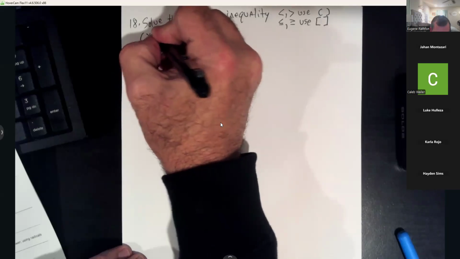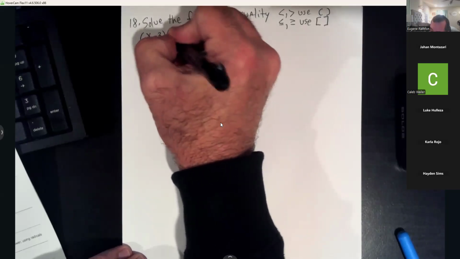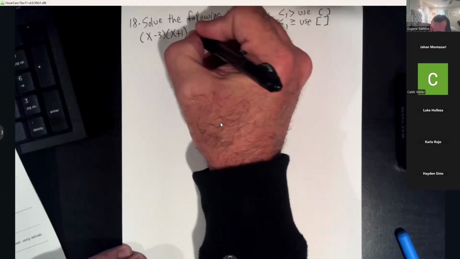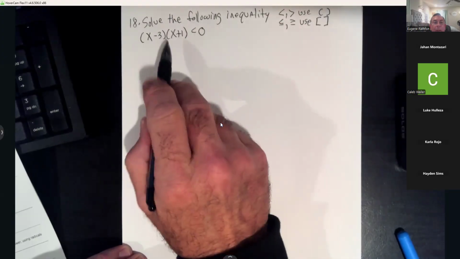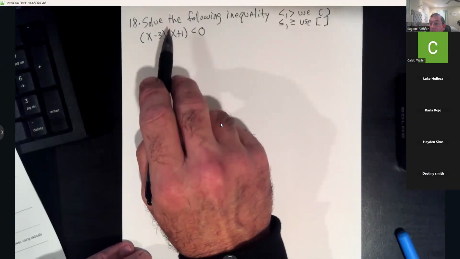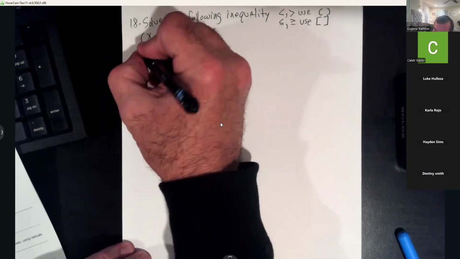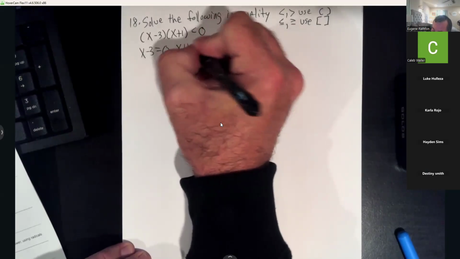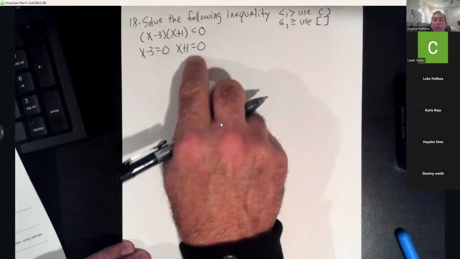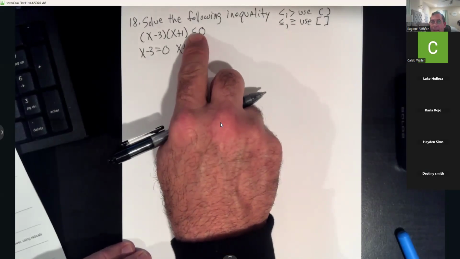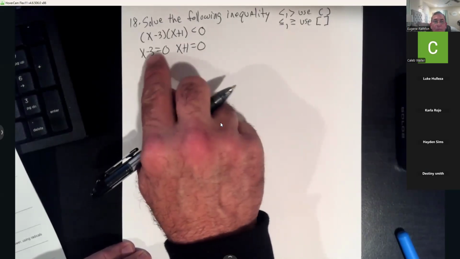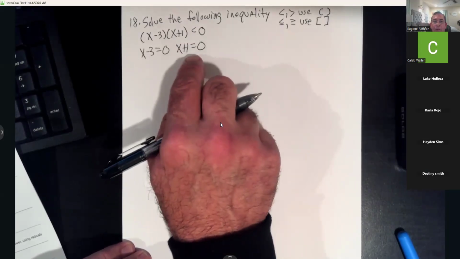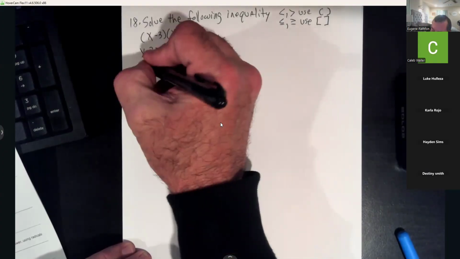All right, y'all, this has x minus 3, x plus 1 is less than 0. So these are already factored. So since they're factored, you're going to set both of these equal to 0. Now, I just use equal while I'm solving them instead of that, okay? So solve both of these by adding 3 here and subtracting 1 here.